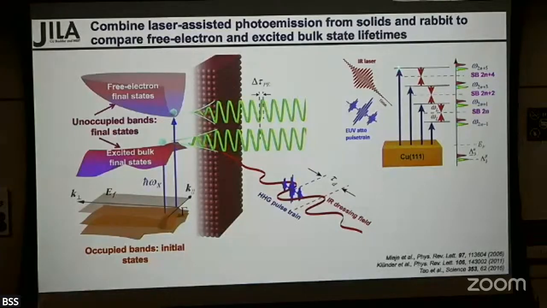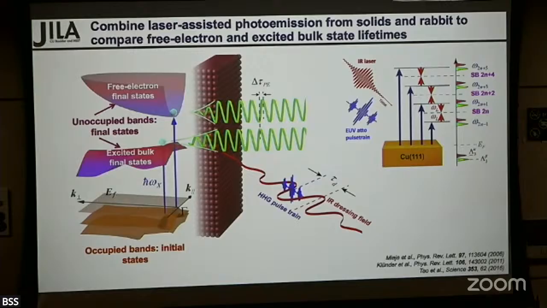In this other path, the photoelectron absorbs an EUV photon and emits a laser photon. So there are two quantum interfering pathways to get to the same place. And if the lifetime of this state is different from this state, there's going to be a time delay when you look at the interference pattern. Does that make sense? We call this laser-assisted photoemission, and we take advantage of quantum interfering pathways so we can see if these different final states have different lifetimes.